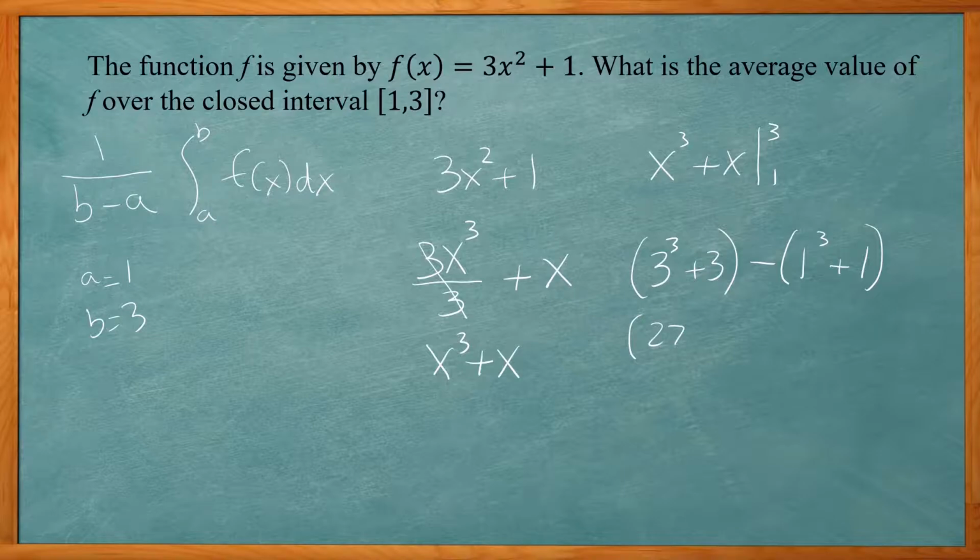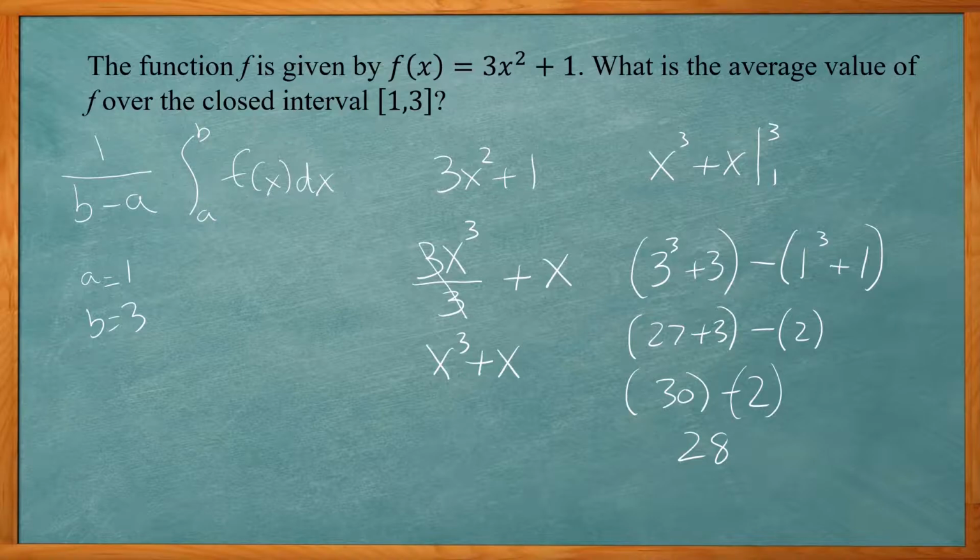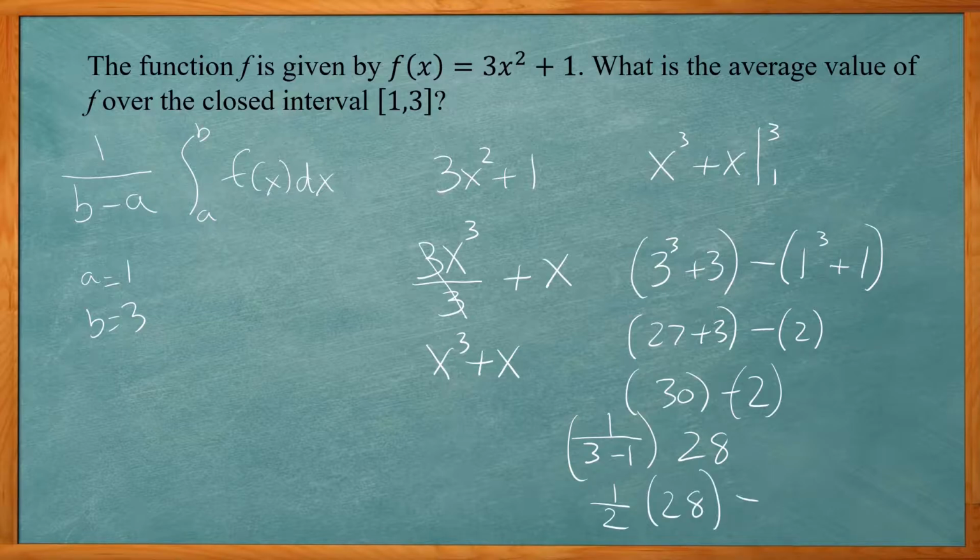That's going to be 27 plus 3 minus 1 plus 1, or 2. That's going to be 30 minus 2, or just 28. And then we're going to multiply it by 1 over 3 minus 1, which is 1 over 2. So 1/2 of 28 will be 14. So 14 is our average value of f over the closed interval 1 and 3.